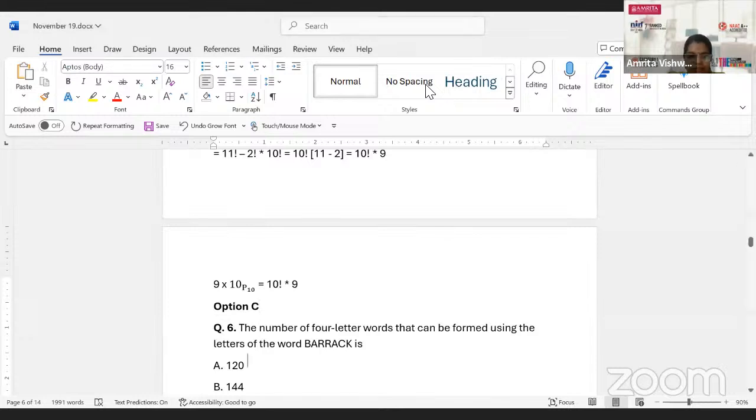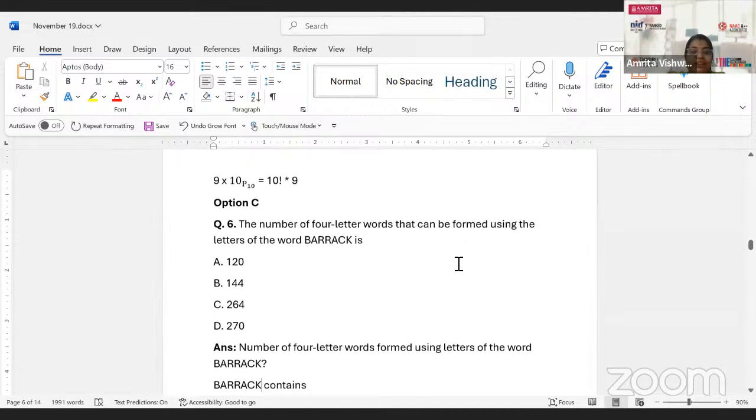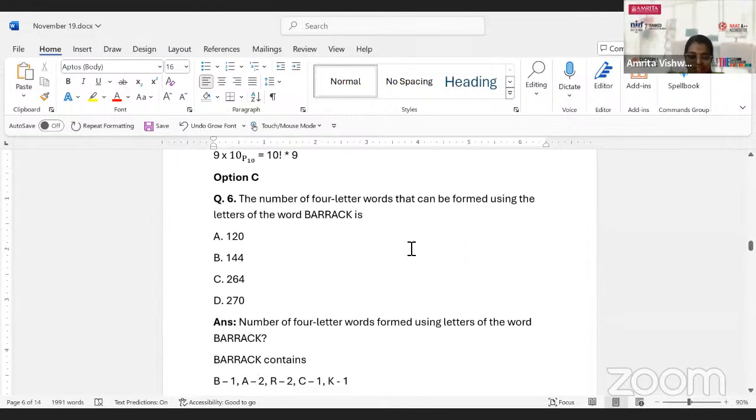Okay, completely fine. This is a very easy and common question that comes in examinations: the number of 4-letter words that can be formed using the letters of different words. They'll have common letters, and letters which are repeated 2 times, 3 times and so on. So the number of 4-letter words that can be formed using the letters of the word, I would say, Bharat. So R is 2 times, A is 2 times, then B, C, K.